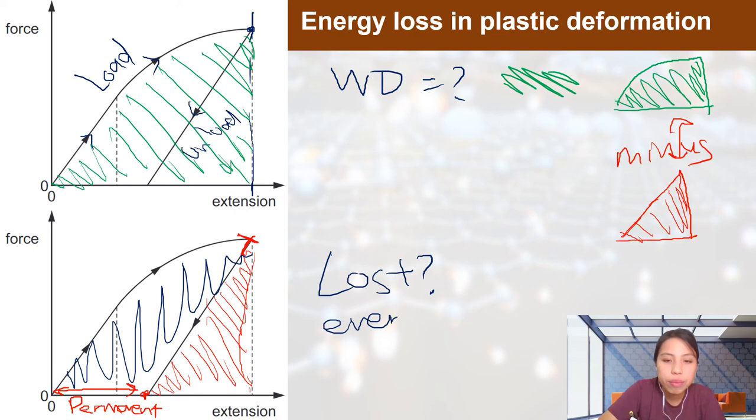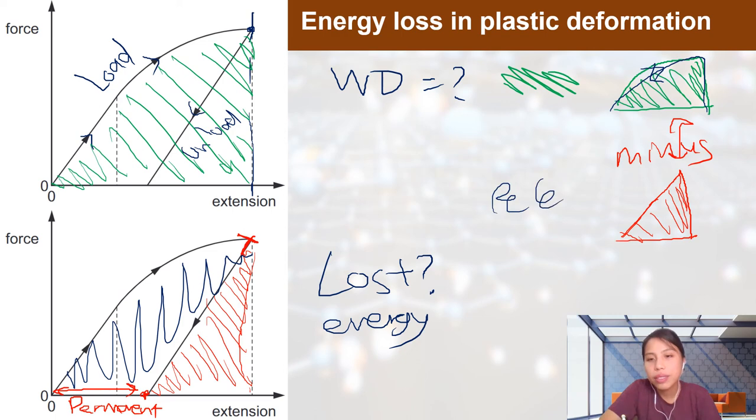lost energy, because of thermal energy or things like that, right? Because normally if this material is elastic, then you stretch it, it's the same area. Then you go back, also the same area. But now you stretch, it's one area, then you release, it's a smaller area. So there is some lost energy, which is kind of like this shape. Try to draw like that.